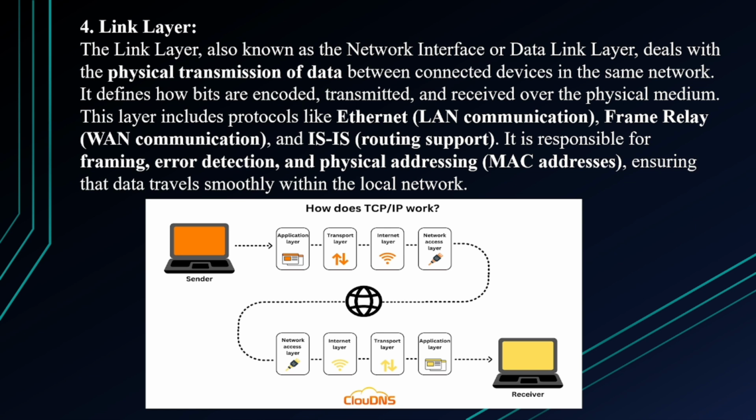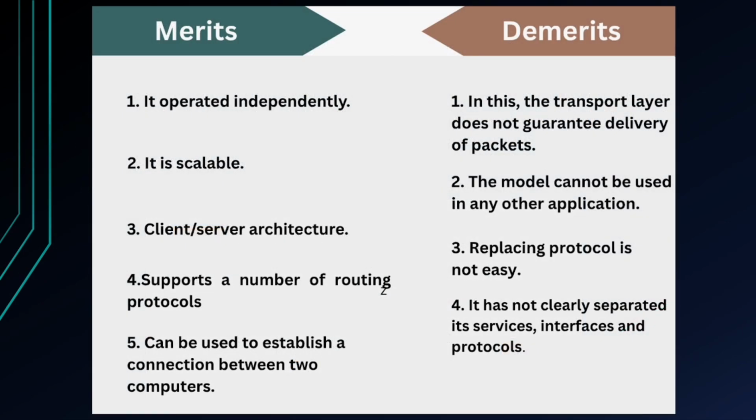Now, as we know, every technology has some merits and demerits. So let's look at the merits and demerits of the TCP/IP model. Merits. First, it operates independently. It works the same way on any device or operating system, like Windows, Mac, Linux, smartphones, it doesn't matter. Second, it is scalable. The TCP/IP model can grow and expand to support billions of devices without any problem.